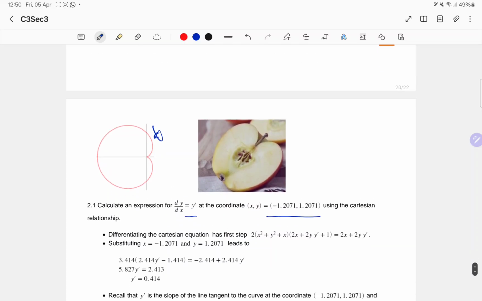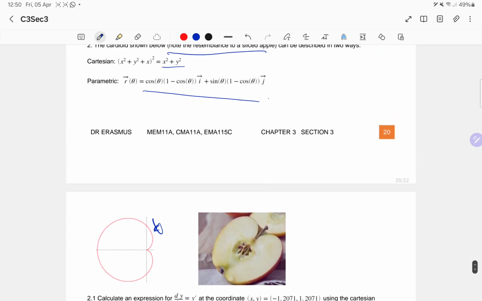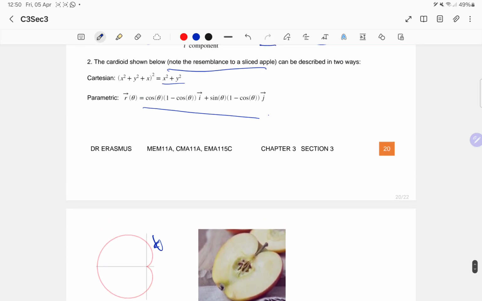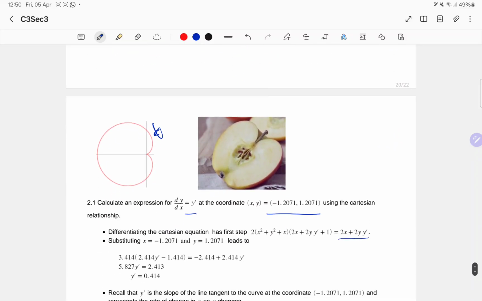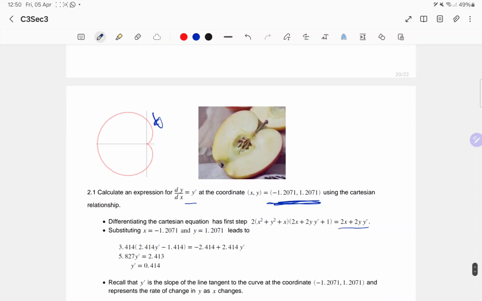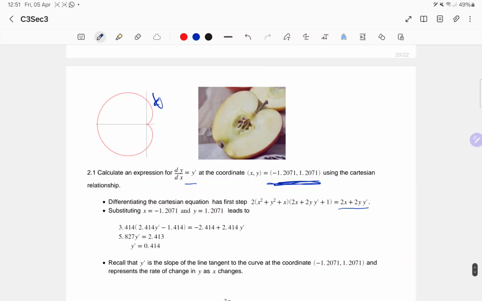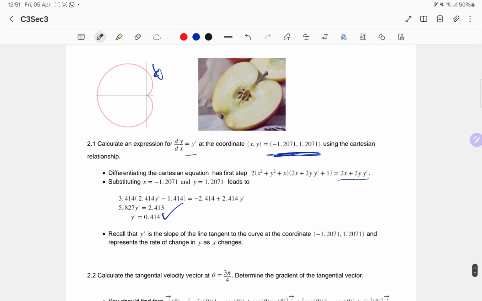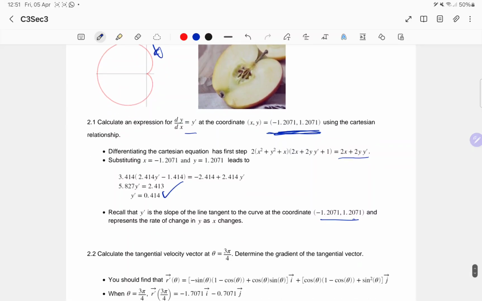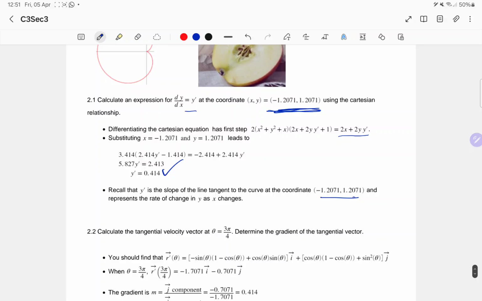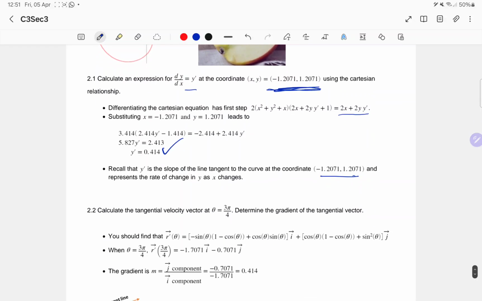So differentiating the Cartesian equation, which is this one. Okay, so you're going to get 2x plus 2y y prime. And substituting the coordinates leads to y prime being this. So recall that y prime is the slope of the line tangent to the curve at the coordinate and represents the rate of change in y as x changes.